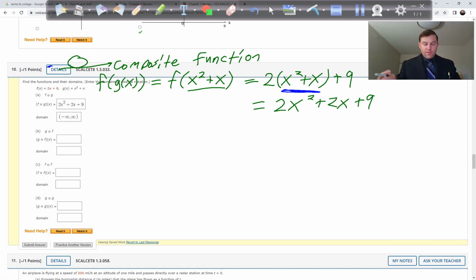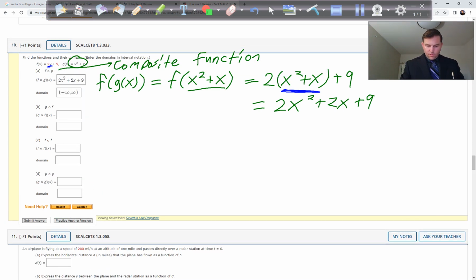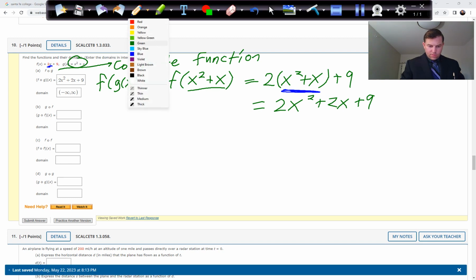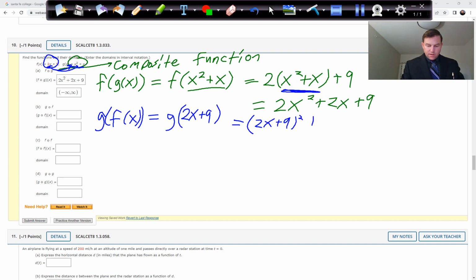Okay, now g of f of x. g of f of x would take the entire f function, which is 2x plus 9, and place it into the g function. So anywhere we see an x in the g function, we'll replace with this. So we're going to get, it was x squared, but now it's 2x plus 9 squared. And it was plus x, but now it's plus 2x plus 9.